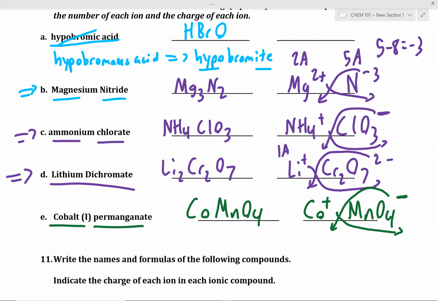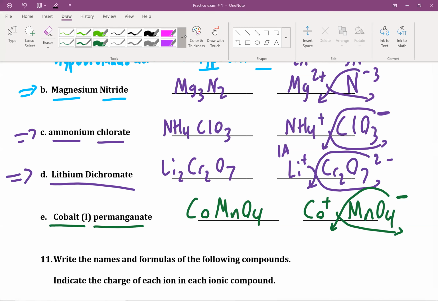Does that make sense? Now for a little bit more higher order thinking when it comes to writing names and formulas. Do we have any questions on this, or can I move on? Okay, I guess we're free to move on.